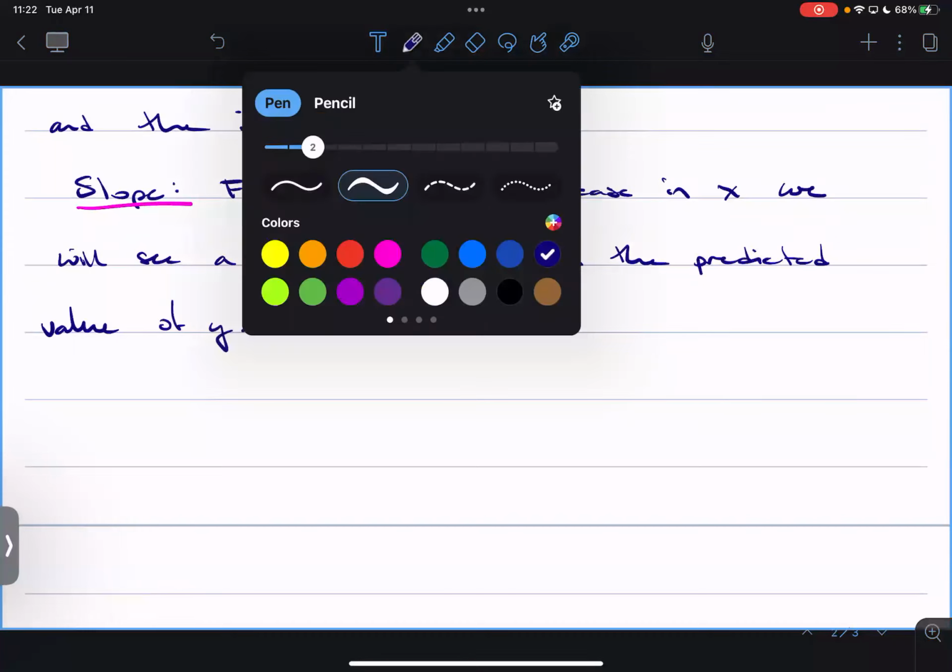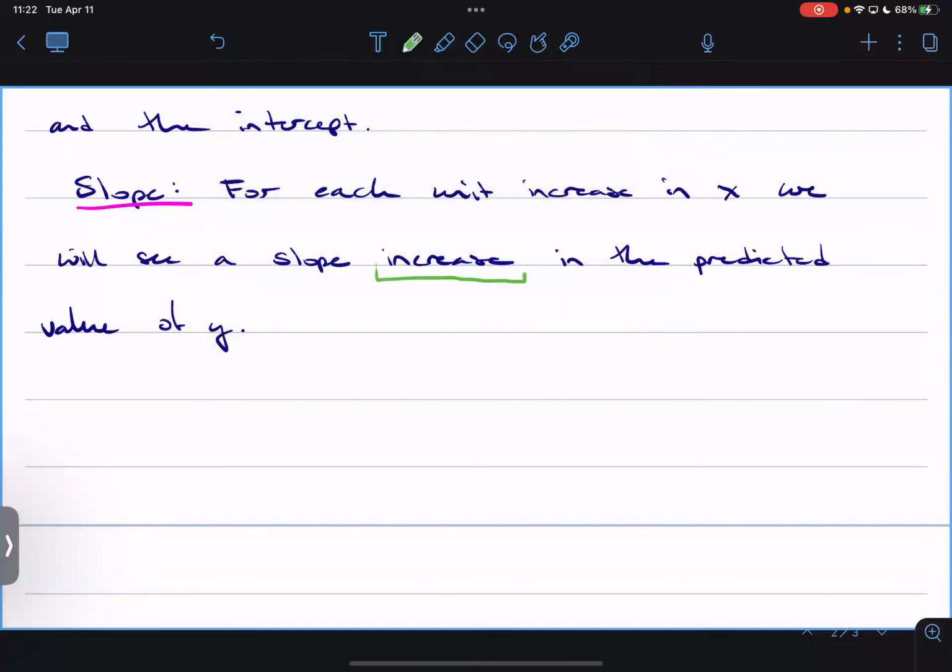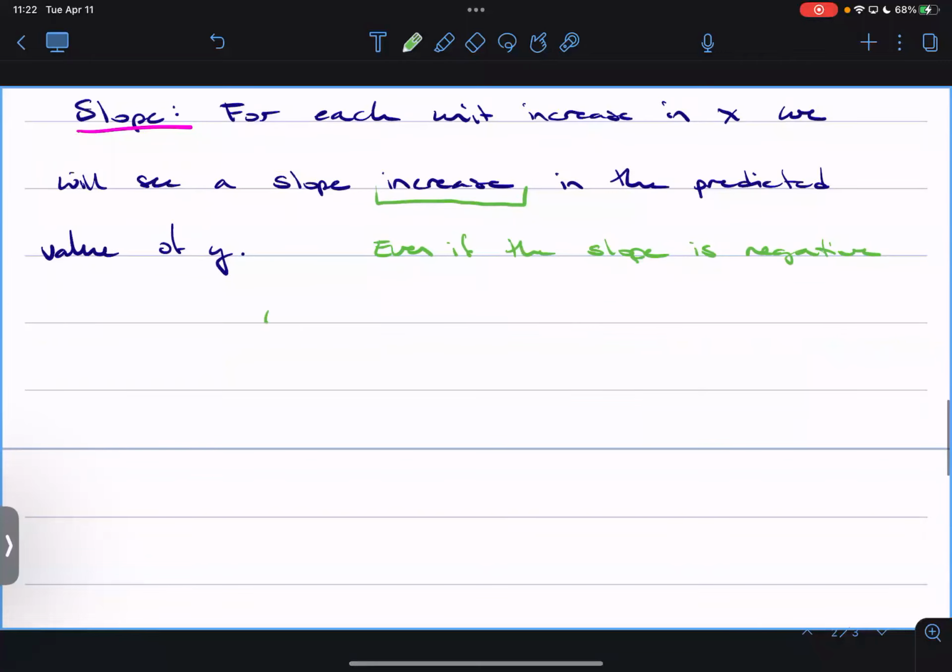Okay. So here I'll do a little explanation. Even if the slope is negative, we can still say increase.